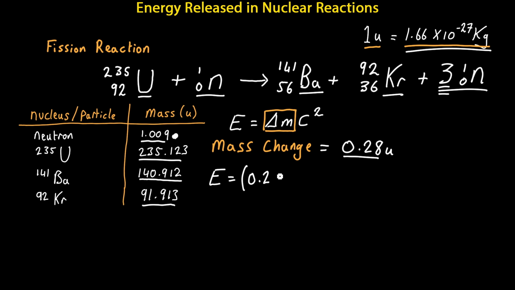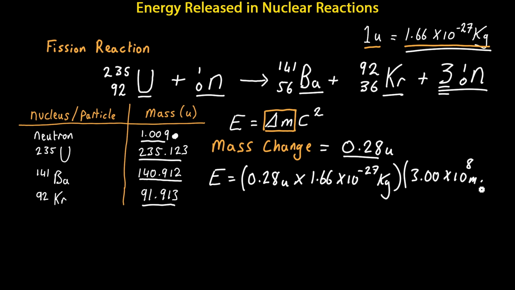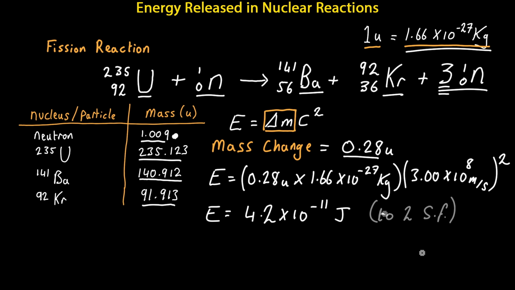But to get our energy in joules, we need to convert our delta mass into kilograms. So let's plug this into our equation. 0.28 atomic mass units multiplied by 1.66 times 10 to the minus 27 kilograms multiplied by the speed of light squared gives us an energy release of 4.2 times 10 to the minus 11 joules, to two significant figures.